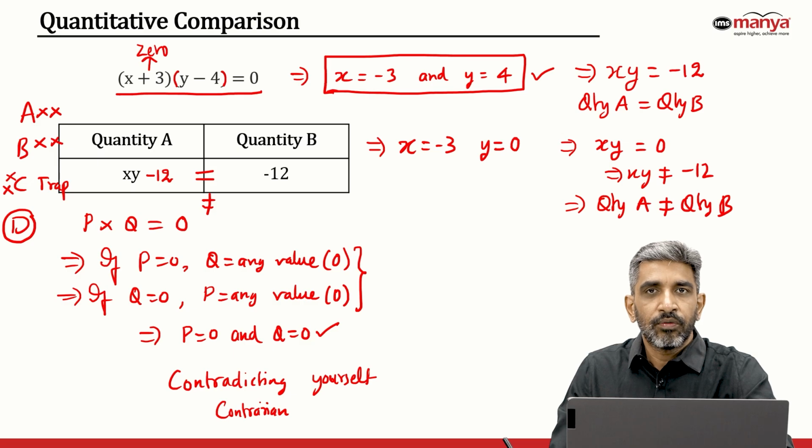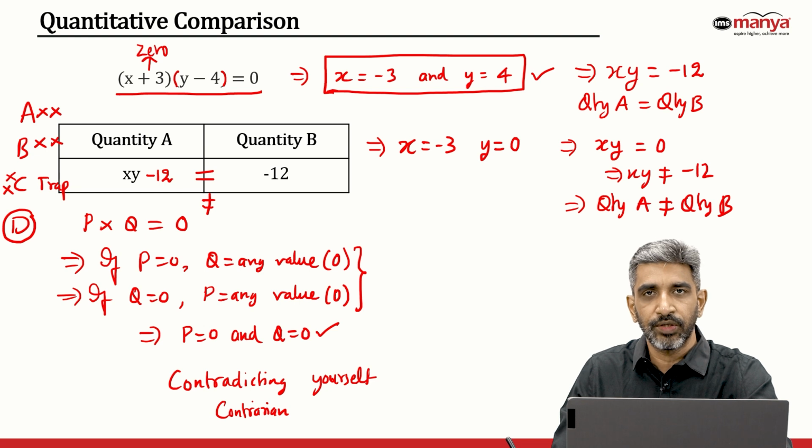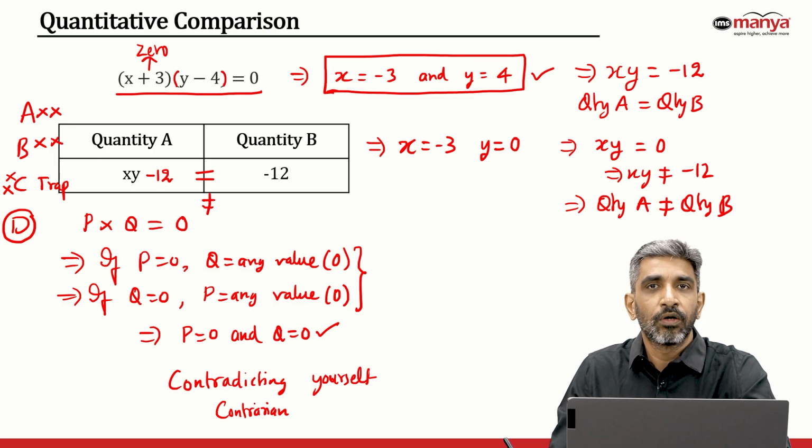So now that you've understood the basic method of solving a QC question, especially questions involving expressions, variables, the next time you see a similar question, follow this approach, take a couple of cases that contradict each other, and if you're able to do that, you will be able to eliminate at least two answer options, sometimes three, and the remaining answer option will be your correct answer.